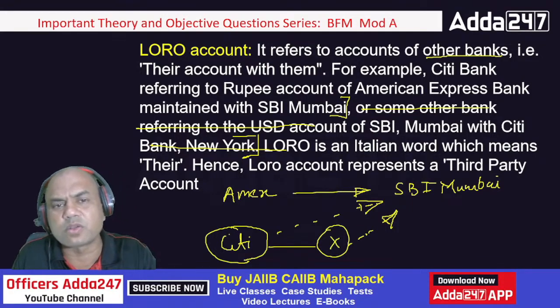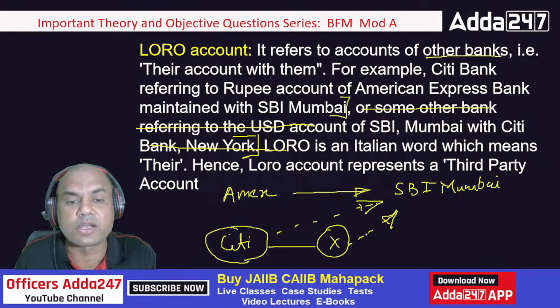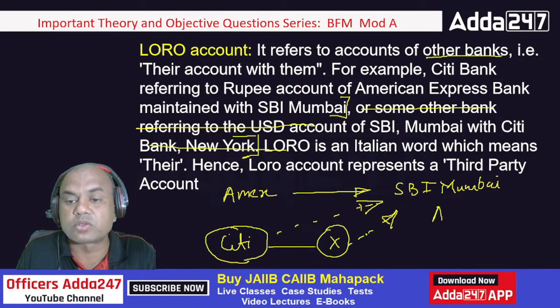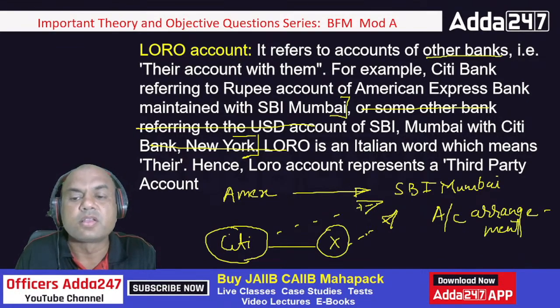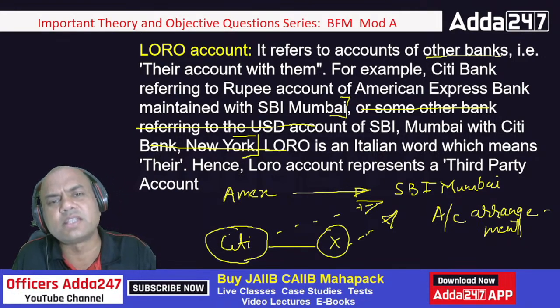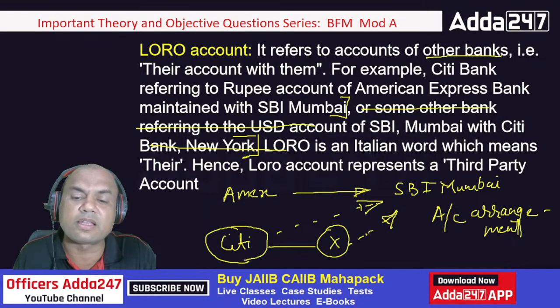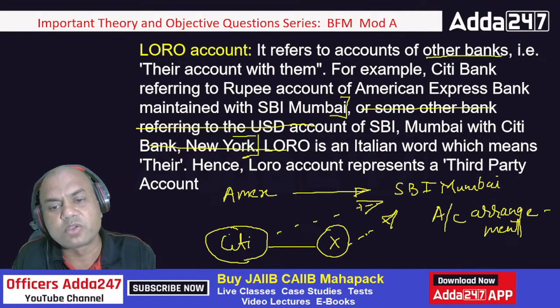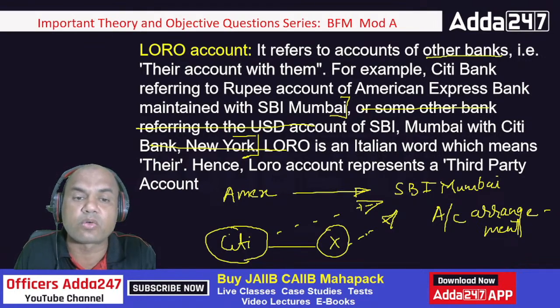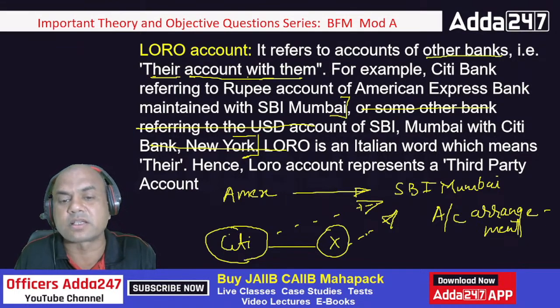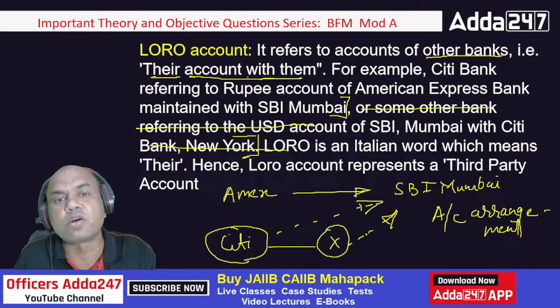And Loro is actually not an account, to be frank. Loro is not an account. It is an accounts arrangement. It's never an account, it's just an arrangement. Citibank is telling this Mr. X to kindly credit this SBI account. So the accounts exist with some other banks and you are just managing it. That's a management system. That's why it's called their account with them. Their Amex account with them means SBI Mumbai. So all third party.